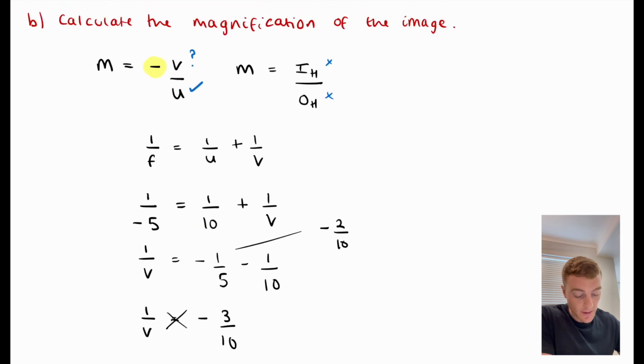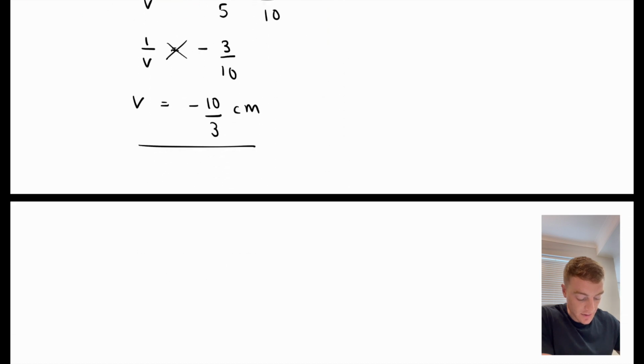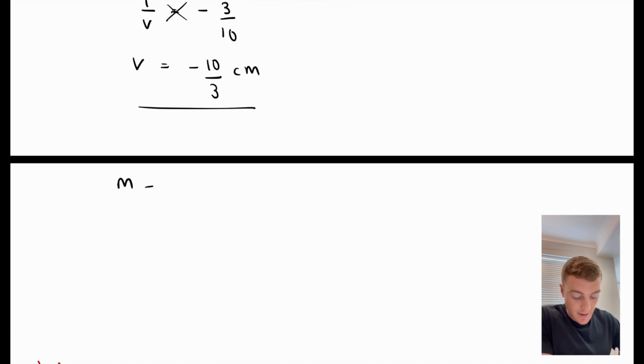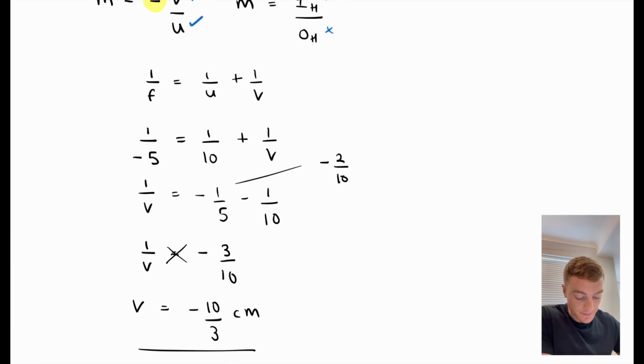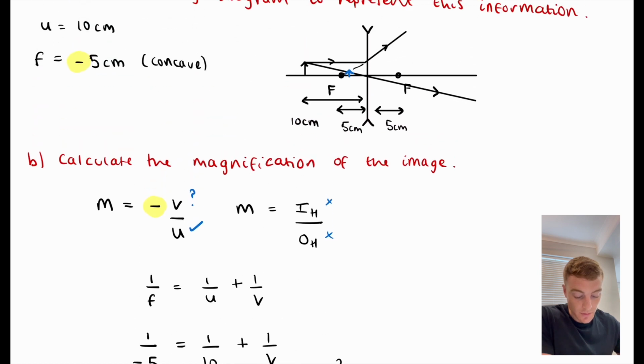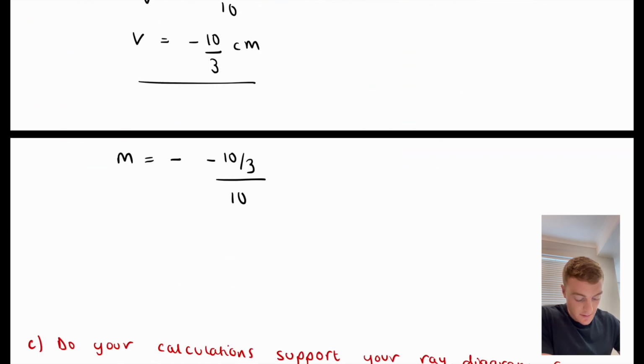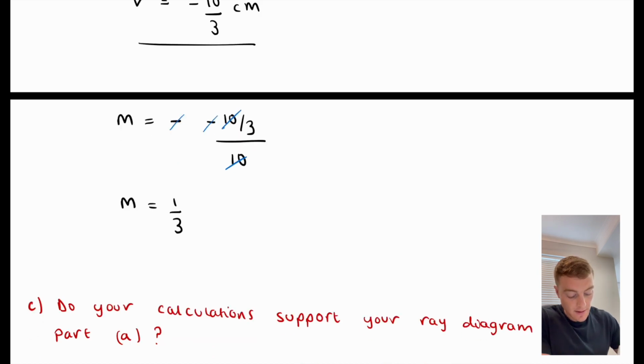Okay, so now we look back at our formula. We have our V and we have our U, so we can find magnification. So we know that M is equal to negative V over U, so 10 over 3 divided by, well, what was my U? My U was 10 centimeters. Cancelling through by that 10, and our negatives are going to cancel as well. We get that our magnification is equal to 1 over 3. Okay, and that will be my final answer.